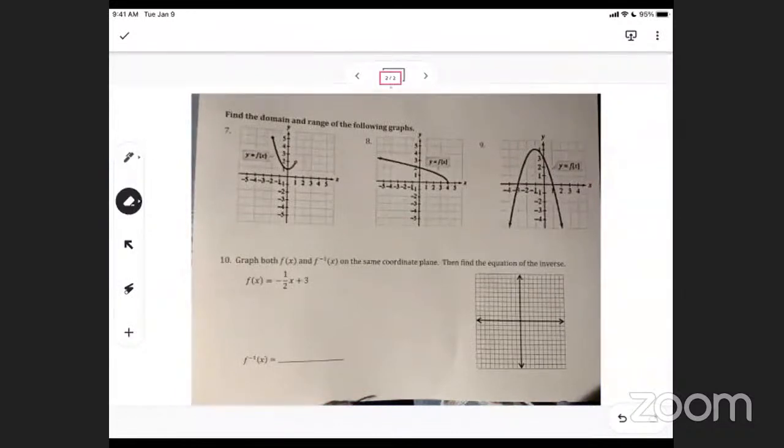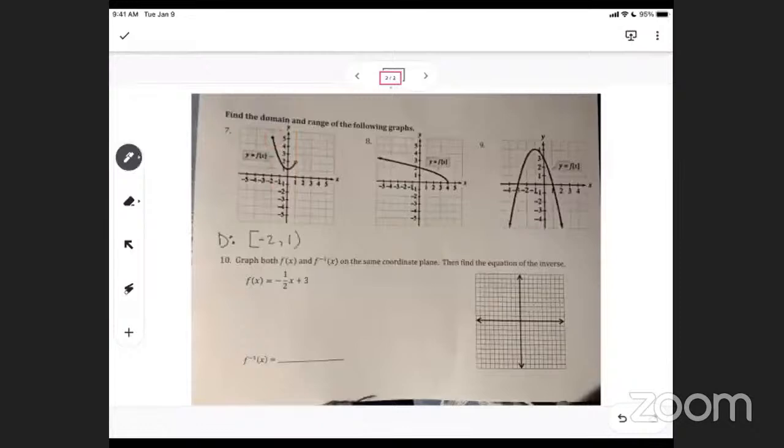Find the domain and range of the graphs. All right, remember domain, scan, horizontal or vertical line scans. Where is it going to touch it? At negative 2. Where is it going to stop touching it? At positive 1. So the domain goes from negative 2 including it, because there's a solid dot there, to 1 not including it. Make sense? So that's the domain.